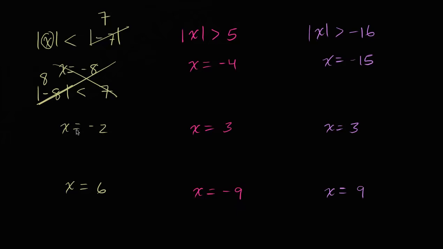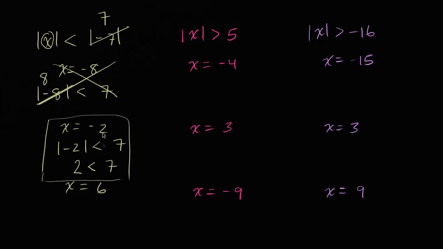Now, x equals -2. Wherever we see the x, let's put a -2. So the absolute value of -2 needs to be less than 7. What's the absolute value of -2? Well, it's going to be +2. Is +2 less than 7? Sure, 2 is less than 7. So x equals -2 satisfies our inequality. The absolute value of -2 is less than the absolute value of -7.